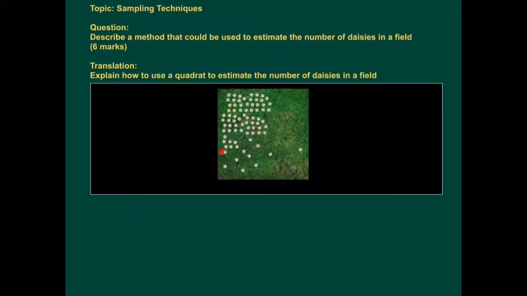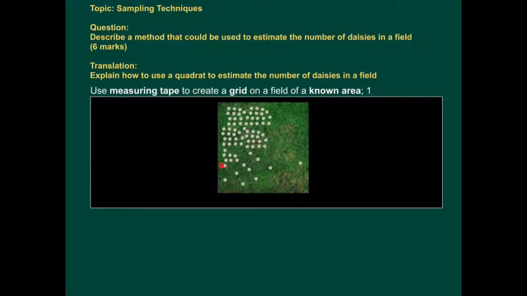In this exam application tutorial, we're going to be looking at sampling techniques. The question is, for 6 marks, describe a method that could be used to estimate the number of daisies in a field. In other words, explain how to use a quadrat to estimate the number of daisies in a field. This is generally an easy question if you can get the order right.